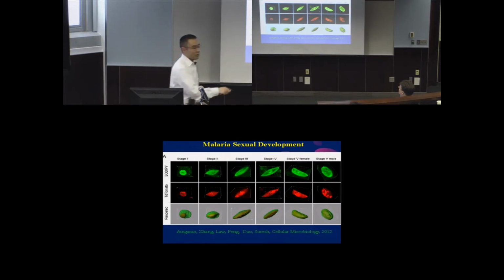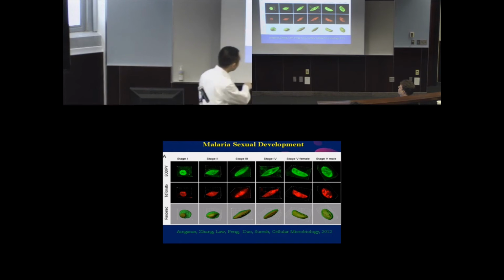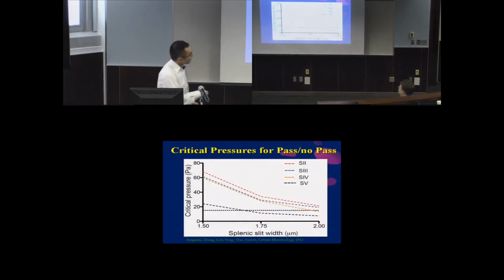You can see during the development, the parasite is the red one. They start growing, but they change shape. Based on our measurement, the stiffness of the parasite membrane increases from stage 1 to stage 4, but suddenly drops in stage 5. Then we get the critical pressure on the y-axis, and the x-axis is the spleen slit width. We find an interesting result.